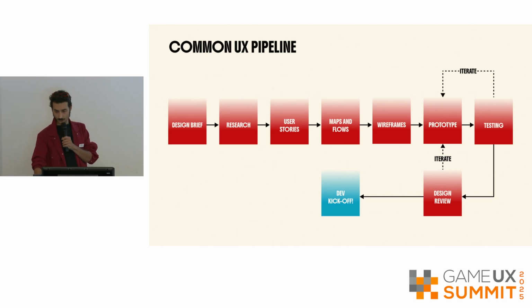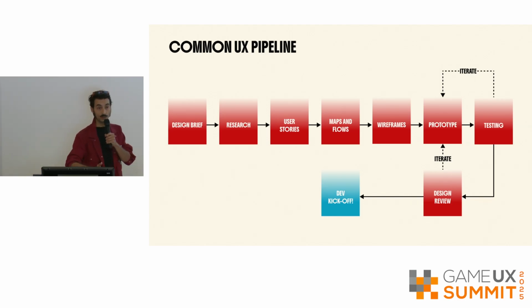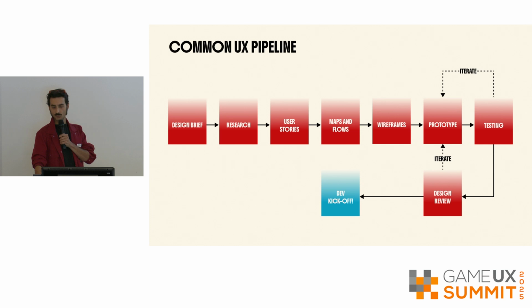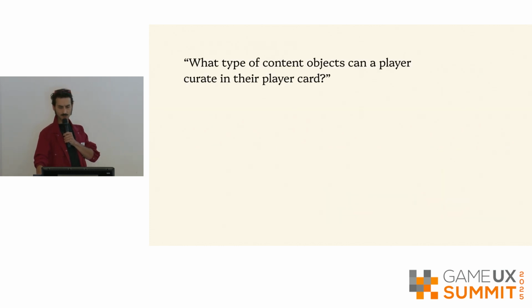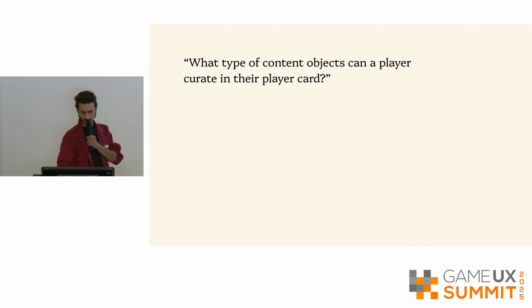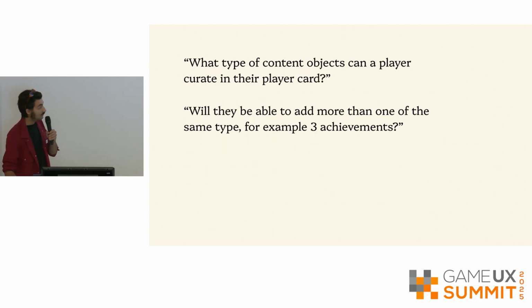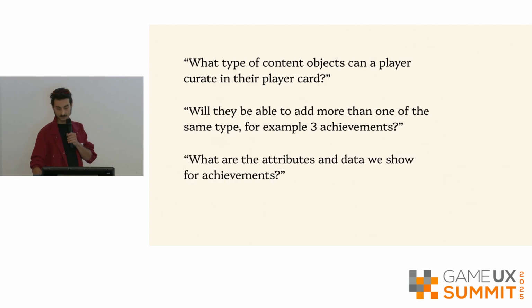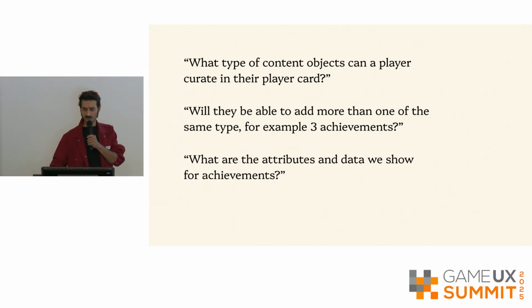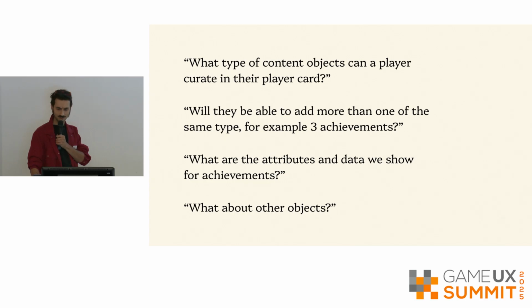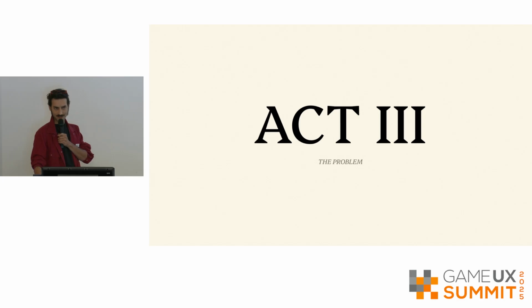So, what do we do? Well, we organize a kickoff meeting with our development team to discuss how we're going to implement this and do a handover. And the questions start popping up. What type of content objects can a player curate in their player card? Number one, will they be able to add more than one of the same type? For example, 3 achievements? What are the attributes and data we show for achievements? What about other objects? And you can start seeing the problem here. This is a bit of a trap.